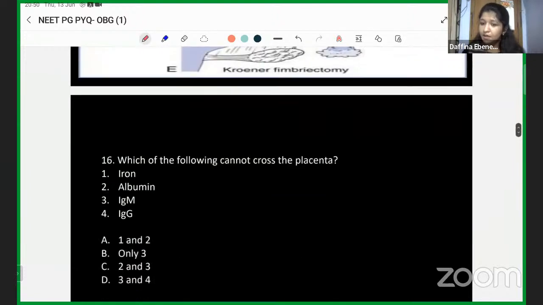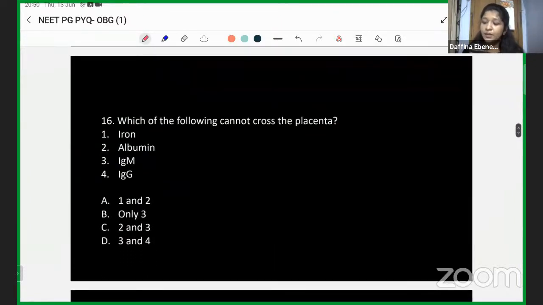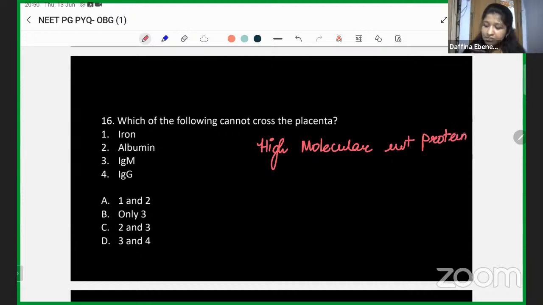Okay. Coming to the next question, which of the following cannot cross the placenta? Iron, albumin, IgM, IgG. The general rule is any high molecular weight protein is not going to cross the placenta. So of these, albumin and IgM are the high molecular weight proteins. One more example is IgA. Okay, all these cannot cross the placenta. So the answer will be 2 and 3.